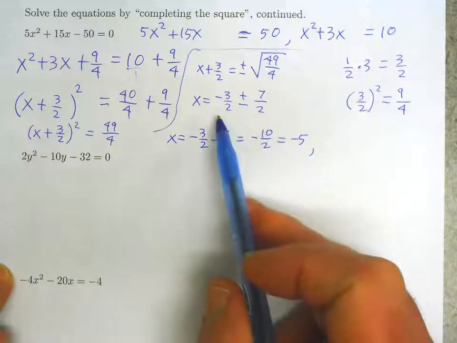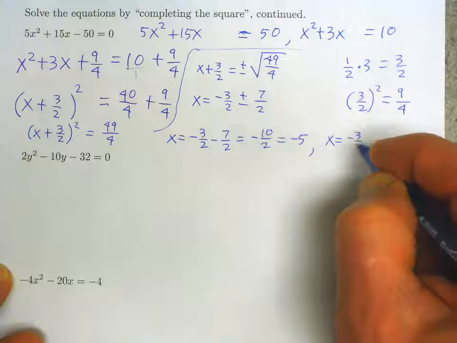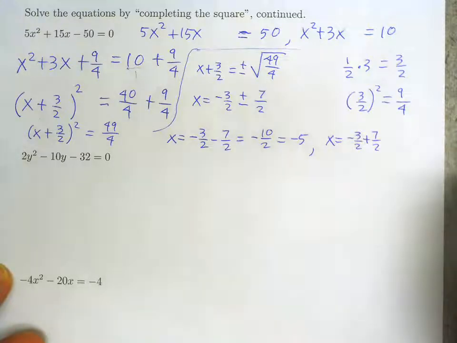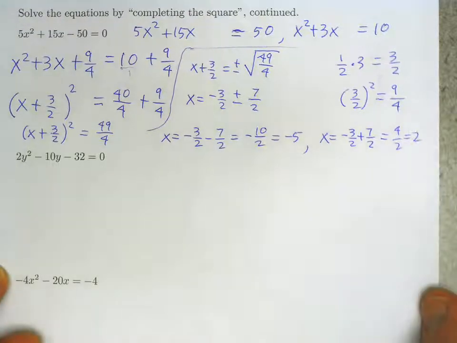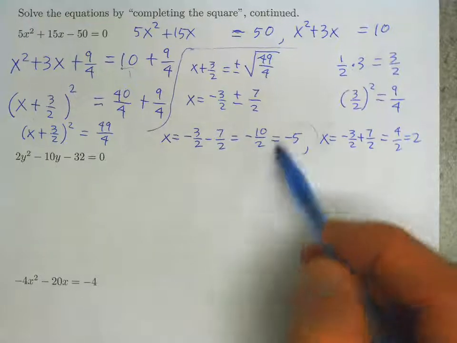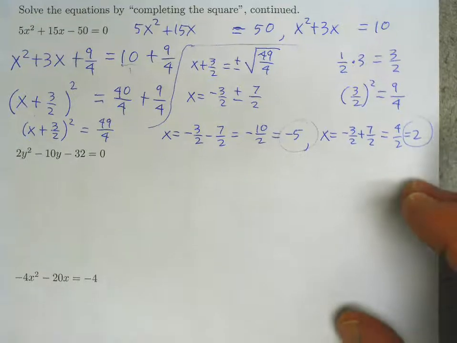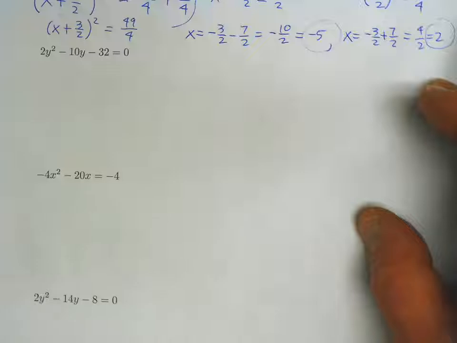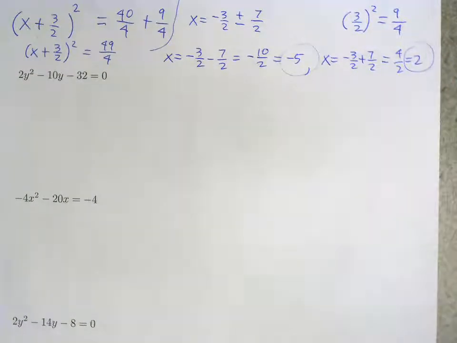And the other solution is x equals negative 3/2 plus 7/2, which is 4/2 or 2. Okay, so the two solutions are negative 5 and 2. Okay, we'll keep going. 3 more examples.